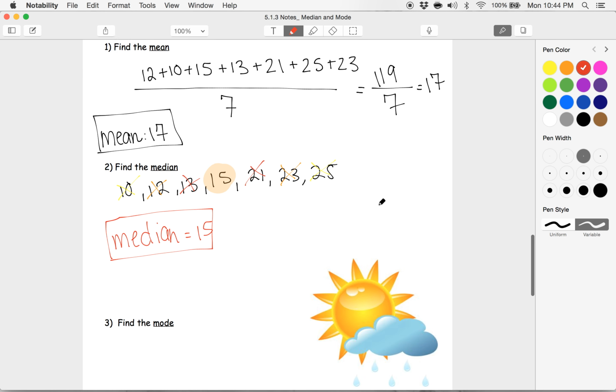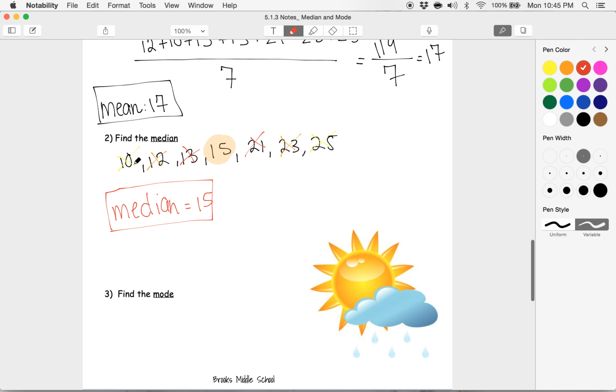Okay, so for our very last one, I need to find the mode, which means the number that repeats the most. What you might notice in this case, none of them repeat. Well, if none of them repeat, then all you have to say is that there is no mode.